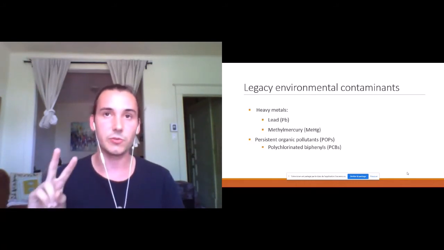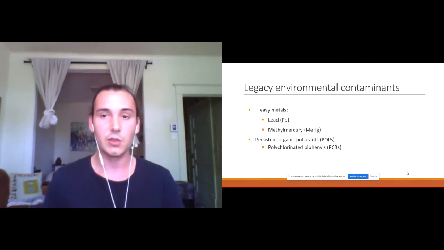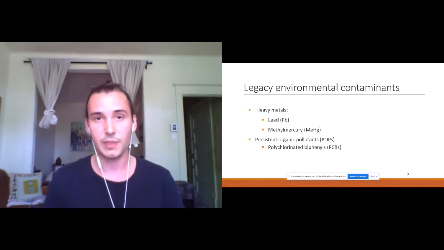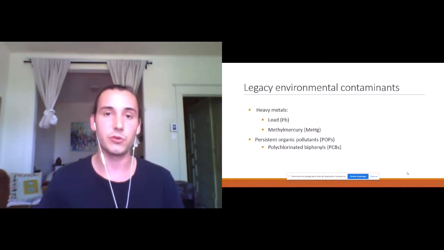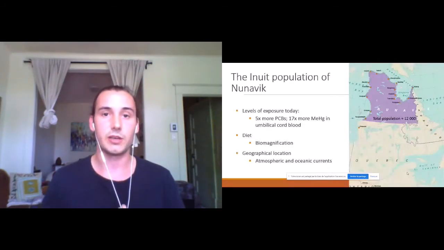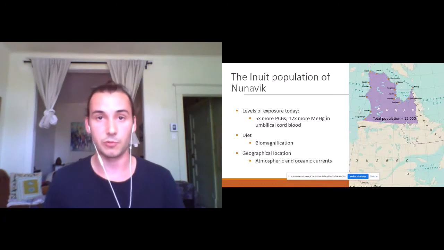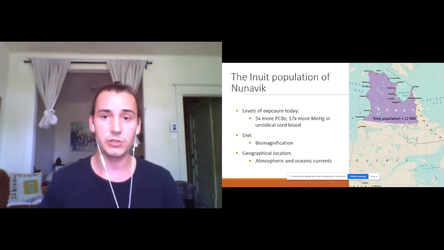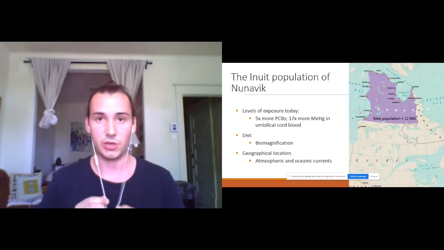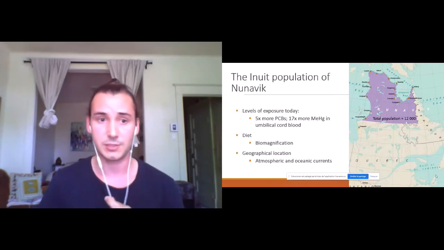And there's two main mechanisms behind this. The first one is the diet. So the principle of biomagnification is that the further you are up in the food chain, the more contaminants you accumulate because they're not evacuated from your body properly. So when you consume large marine animals like belugas and seals, you also consume a large amount of environmental contaminants.